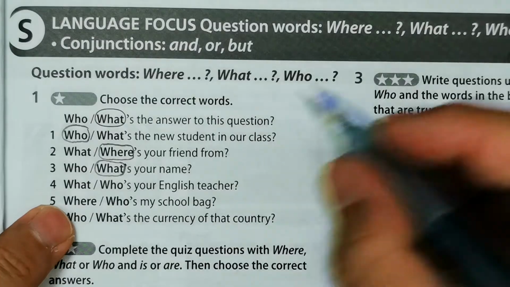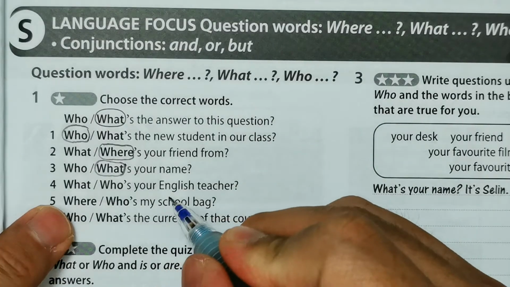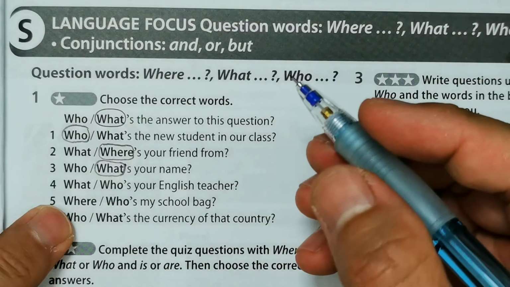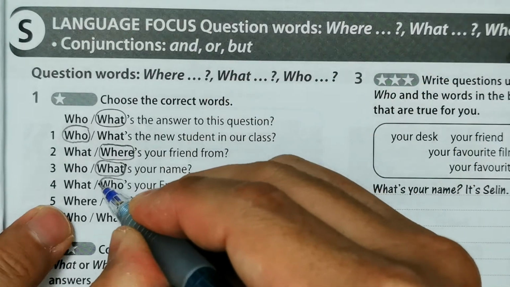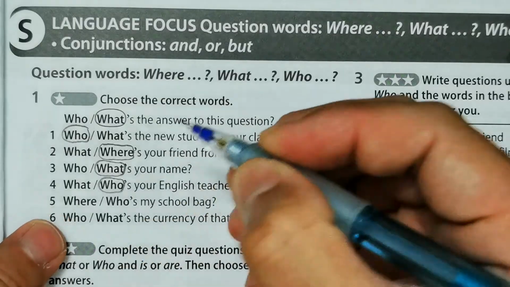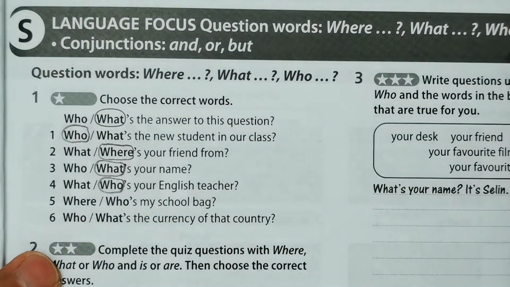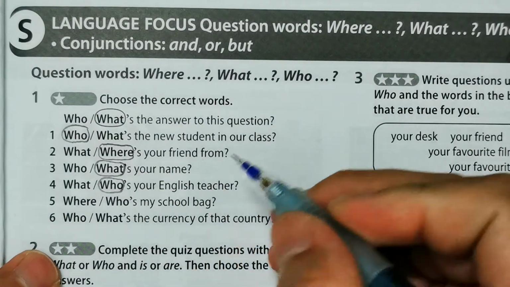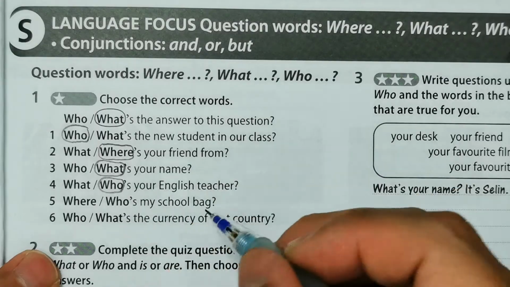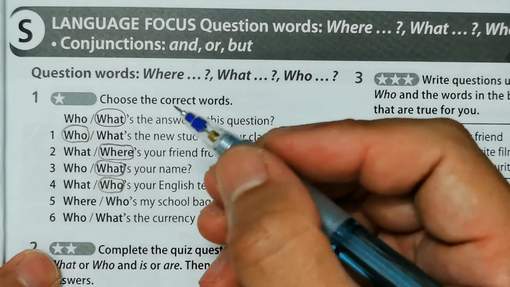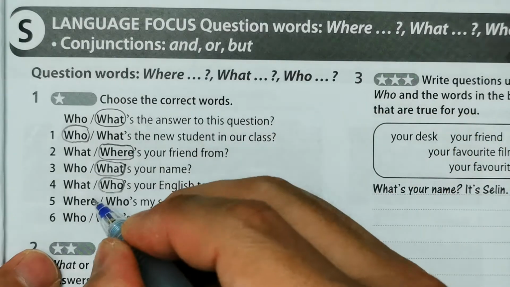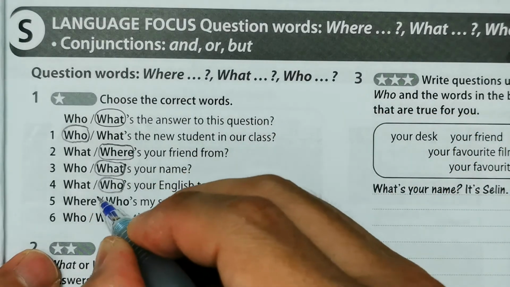Number 4, your English teacher. So this is whose. Number 5, so my school bag. So this is for the location. Maybe you want to find something. So where's my school bag? So we have number 5.